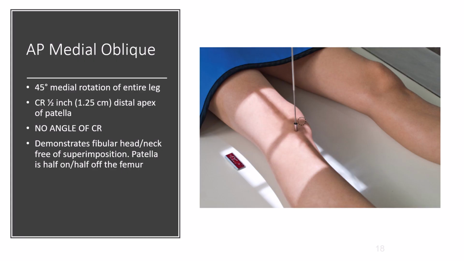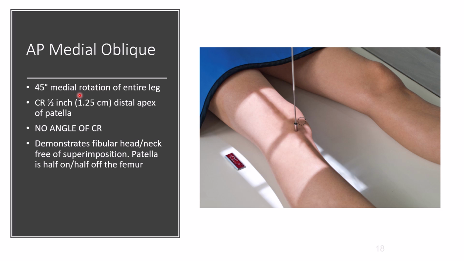All right, our first oblique will be our medial oblique. Now this is kind of similar to the elbow. They talk about a medial rotation. This is a 45 degree medial oblique, and you have to take the angle off the tube.